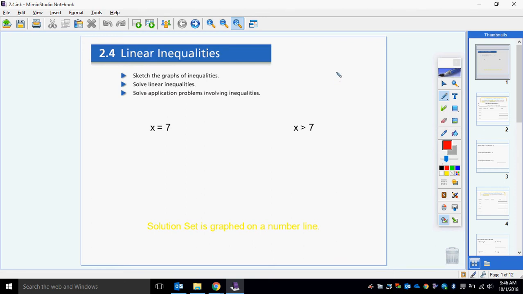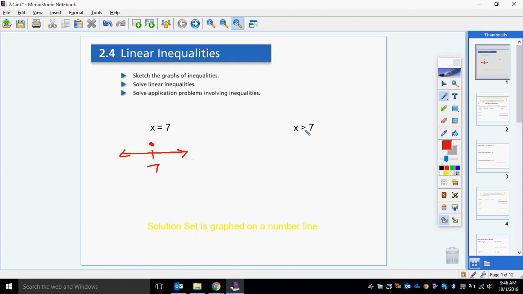This is 2.4 linear inequalities. We're going to be sketching graphs of different inequalities, solving linear inequalities, and then do a little bit of application problems. So when we talk about x equals 7 is a solution, that means on our number line, at point 7, you're just going to have a dot, right?